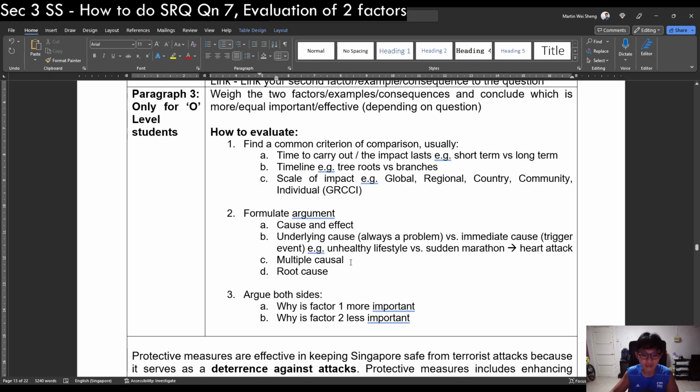So in other words, everything is equally important. All right, and as I mentioned before, there's the idea of the root cause. What is the underlying problem which led to something happening? All right, so finally, argue both sides. So why is factor 1 more important and why is factor 2 less important? Okay, you have to give both sides.